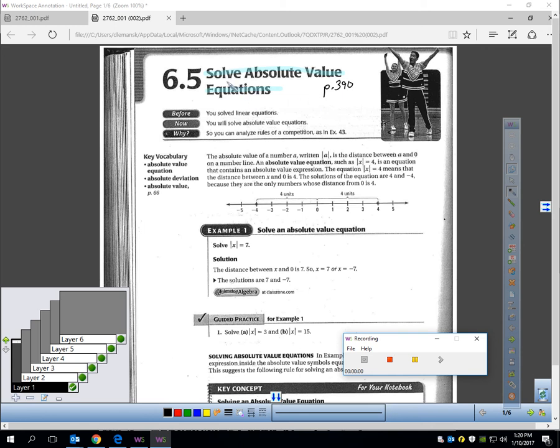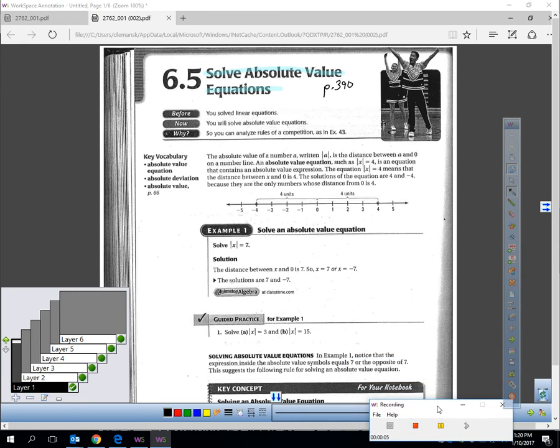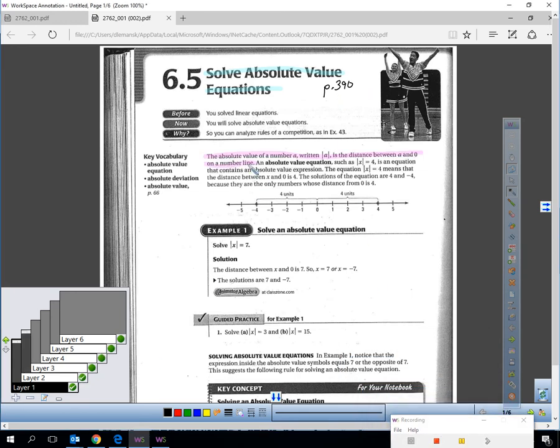Hi, this is lesson 6.5, solving absolute value equations. You should be on page 390. We talked about absolute values earlier in the year, but we're going to review it a little bit right now.